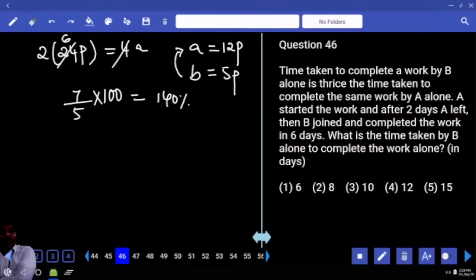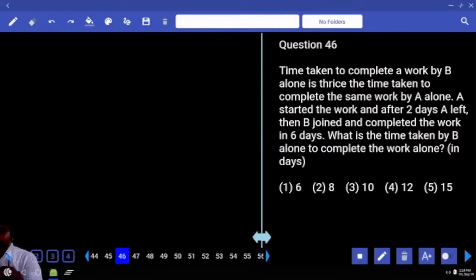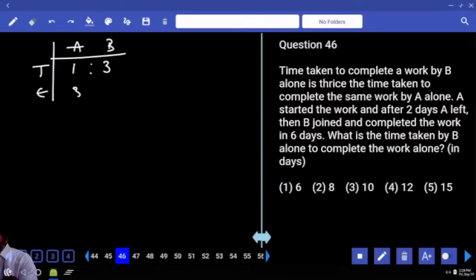The time taken to complete a work by B alone is thrice the time taken to complete the same work by A alone. A and B are there. Time taken by B is 3 times the time taken by A. That means time ratios are 1:3 for A, B. Then efficiency ratios: A does 3 parts and then B does 1 part.